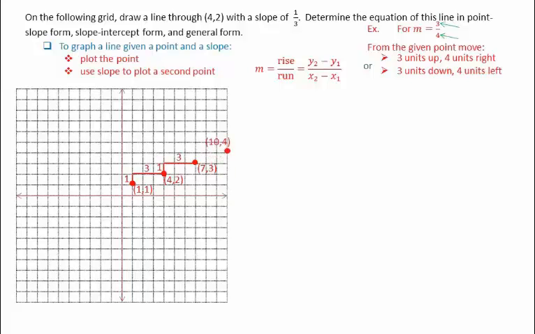From the point (7, 3), we move 1 up and 3 right, giving the point (10, 4). From (1, 1), we can move left 3 and down 1 to get the point (-2, 0). And left 3 and down 1 to the point (-5, -1). And left 3 and down 1 again to the point (-8, -2).